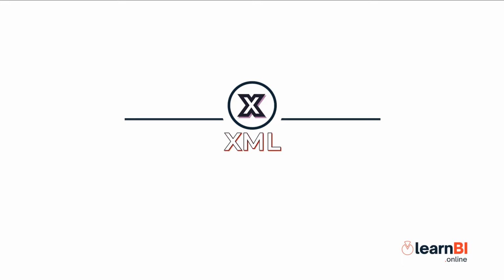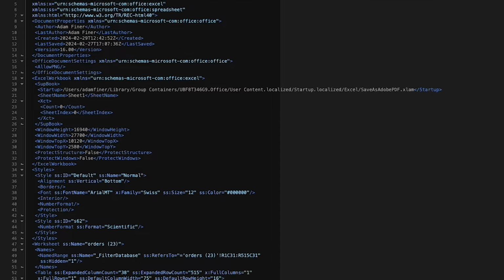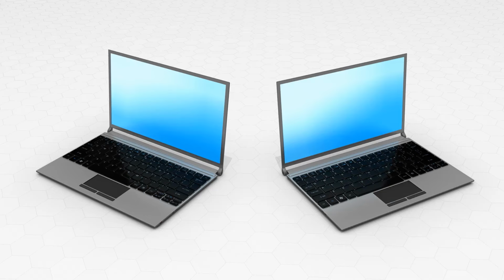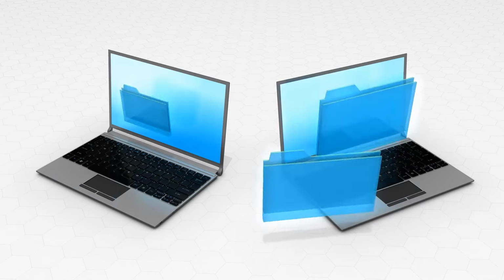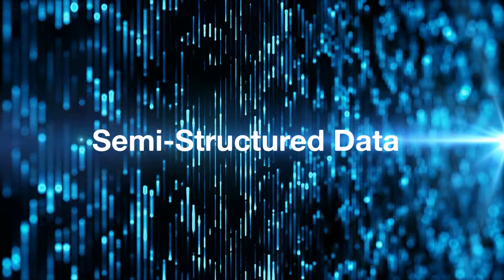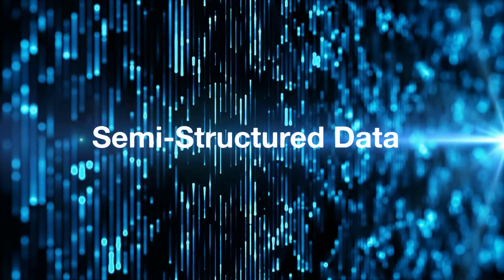X is for XML. XML is a versatile markup language that's designed to store and transport data in a readable format. It uses tags to define elements and their hierarchical relationships. XML is commonly employed for data interchange between systems with different structures and formats. It's also an example of what's called semi-structured data.